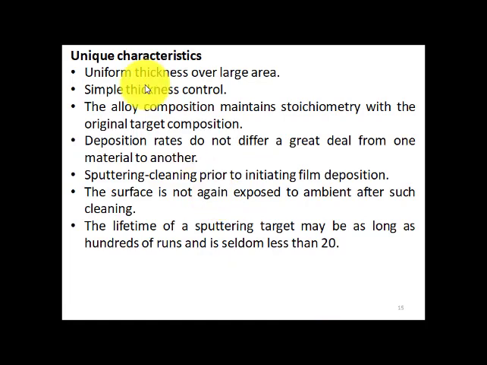Unique characteristics of sputtering. Uniform thickness over a large area of the target material will give a very good thin film. So simple thickness control is very necessary. The alloy composition maintains stoichiometry with the original target composition. Deposition rates do not differ a great deal from one material to another. Sputter cleaning prior to initiating film deposition is very important. The surface is not again exposed to ambient after such cleaning, so that the surface may not be poisoned. The lifetime of a sputtering target may be as long as hundreds of runs and is seldom less than 20.